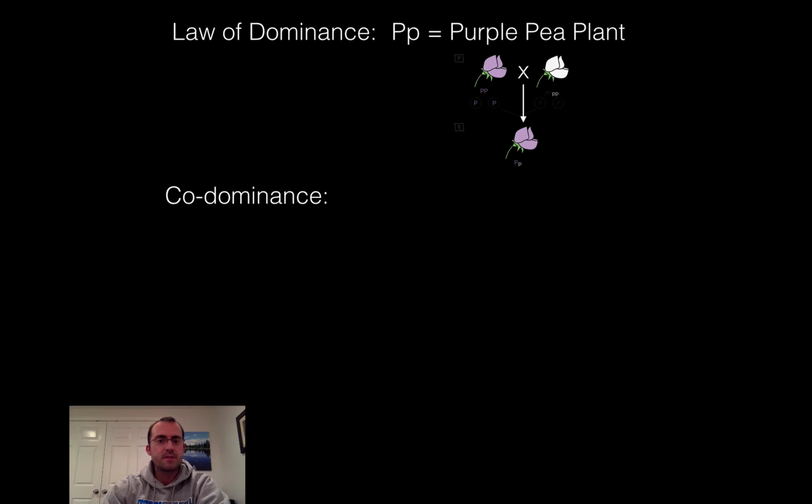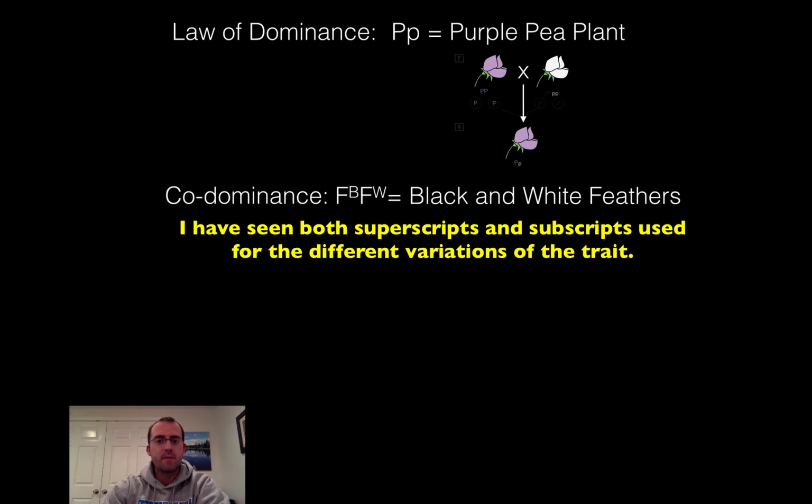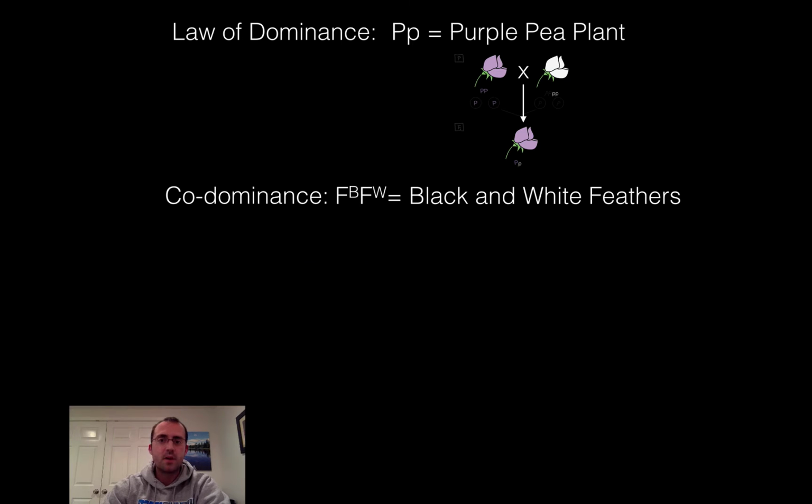Another example of inheritance is codominance. Now, in codominance, both traits are going to be expressed equally. In this example, we have feather color in chickens. Both black and white feathers would result in the heterozygous condition. Now I use special notations for this. I use a capital F to represent feather colors, and I use capital B for black feathers and capital W for white feathers. Notice they're both capitalized because they're both dominant. They don't cover up each other. Both will be expressed equally.